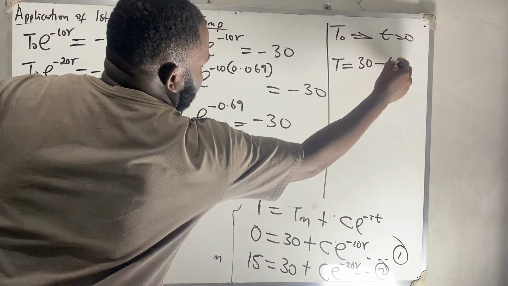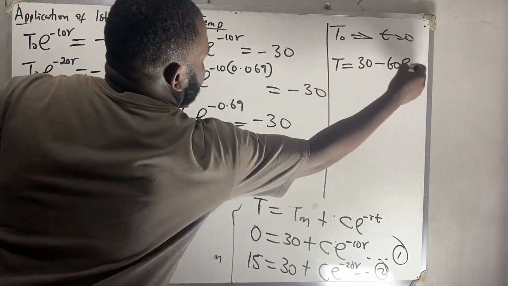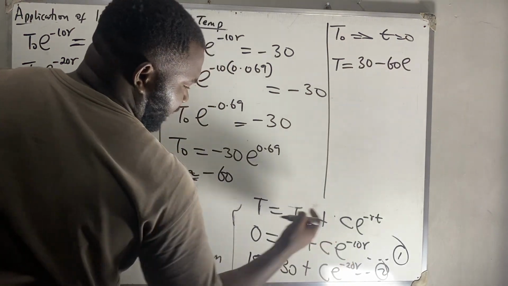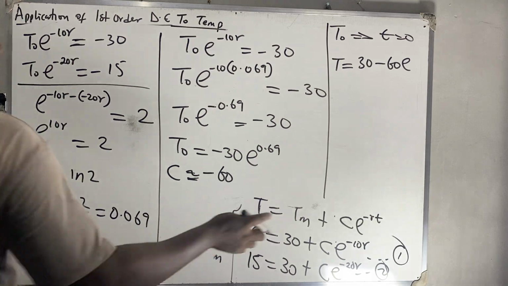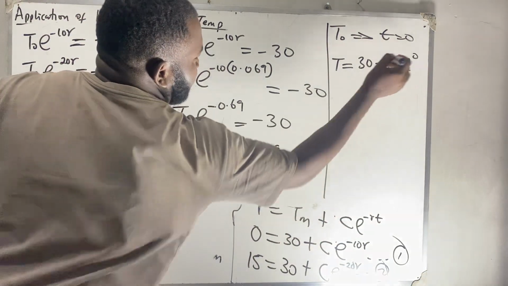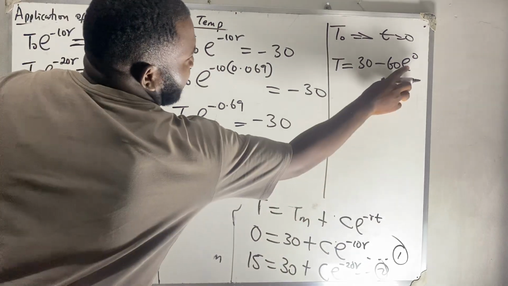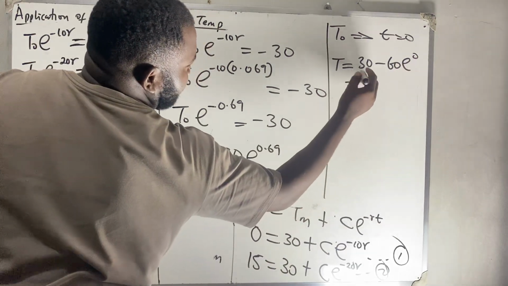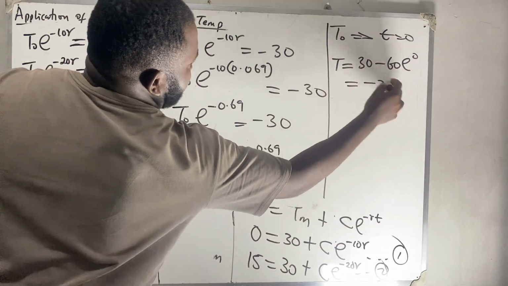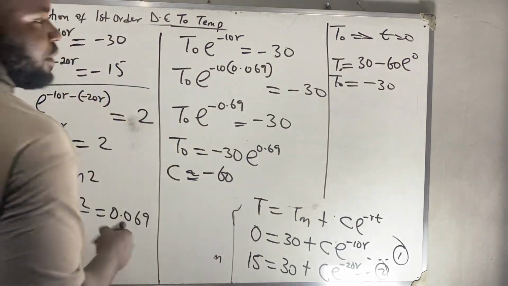So which we change here to minus 60 exponential 0 times R, which is 0, because my T is 0 now. 0 times R is 0, and anything raised to 0 is 1. So this minus this will give you minus 30. So T naught will now be minus 30. As simple as that.